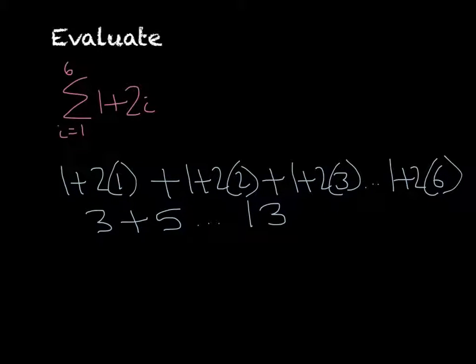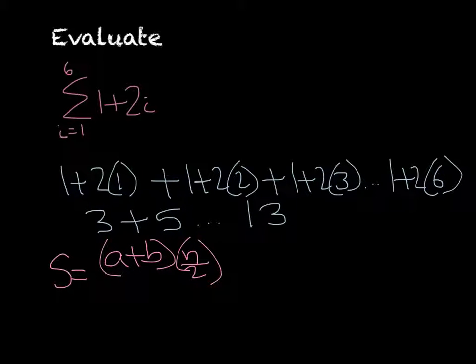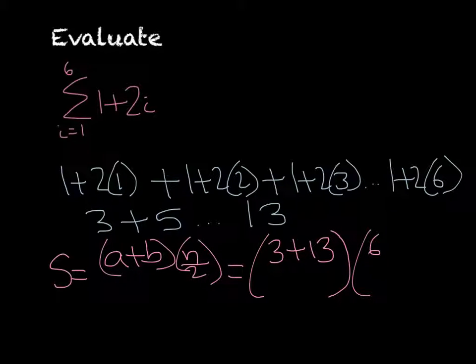We can use our formula for the sum. Sum equals a plus b times n over 2. In this case, we know that a equals 3 and b equals 13. And then n equals 6 as given by the sigma notation. So our entire sum is equal to 16 times 3, or 48.